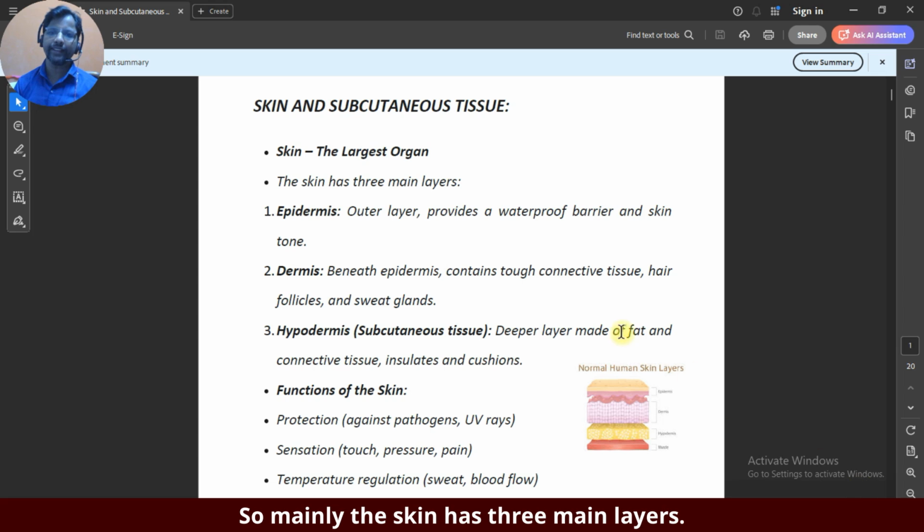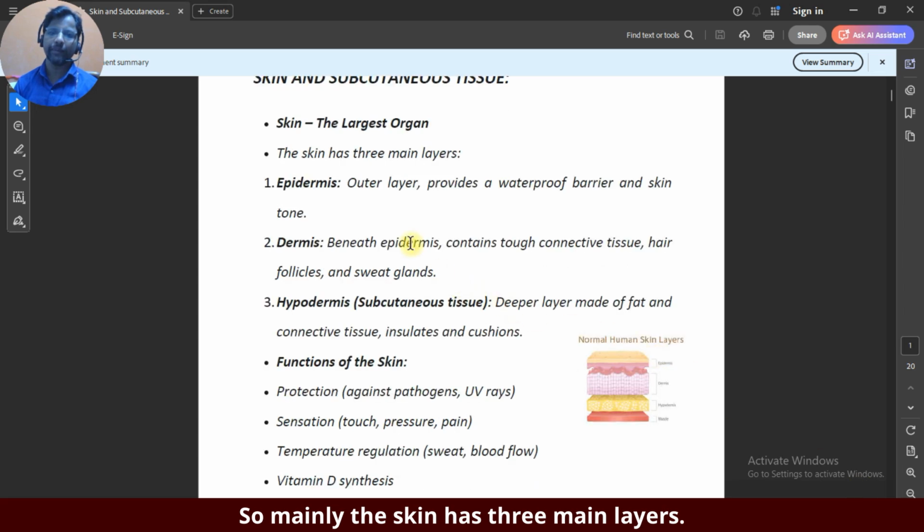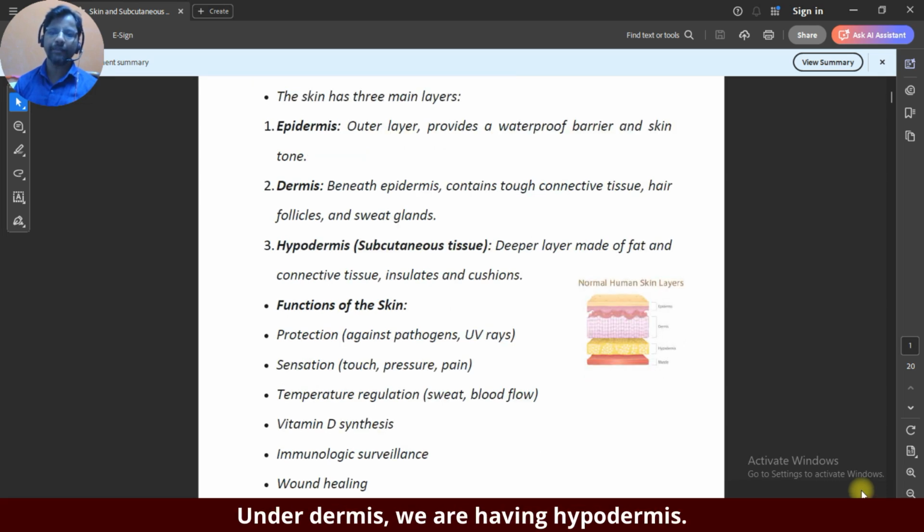The skin has three main layers: epidermis, dermis, and hypodermis. Epidermis is the outer layer, which provides a waterproof barrier and skin tone. Whatever you see on the top portion of your skin is epidermis. Under the epidermis we have the dermis, which contains tough connective tissue, hair follicles and sweat glands. Under the dermis we have the hypodermis. The other name for hypodermis is subcutaneous tissue or superficial subcutaneous tissue.